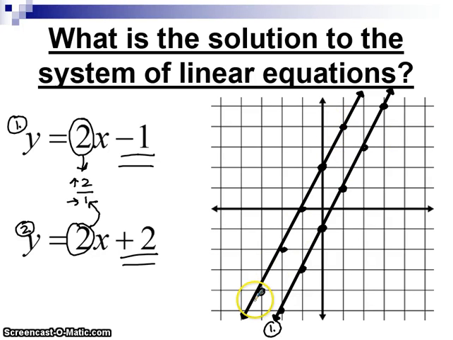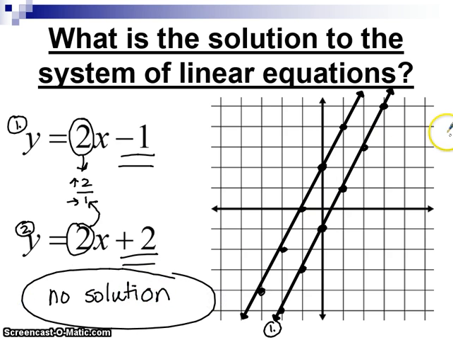As you can see, these are parallel lines, and I could tell that by the equations. They have the same slope, different y-intercepts, which is going to cause them to be parallel to each other. Parallel lines have no solution because they do not share any ordered pairs. They don't cross each other. So this has no solution.